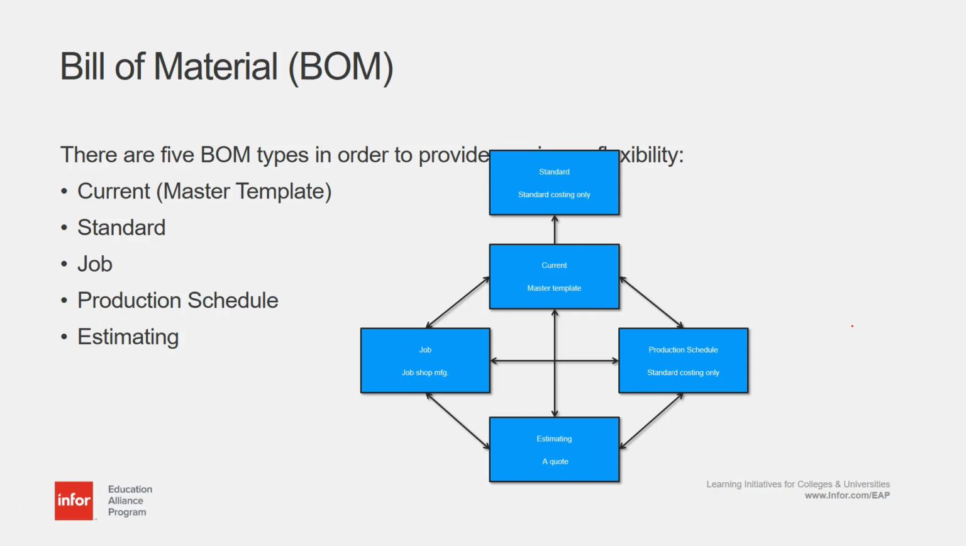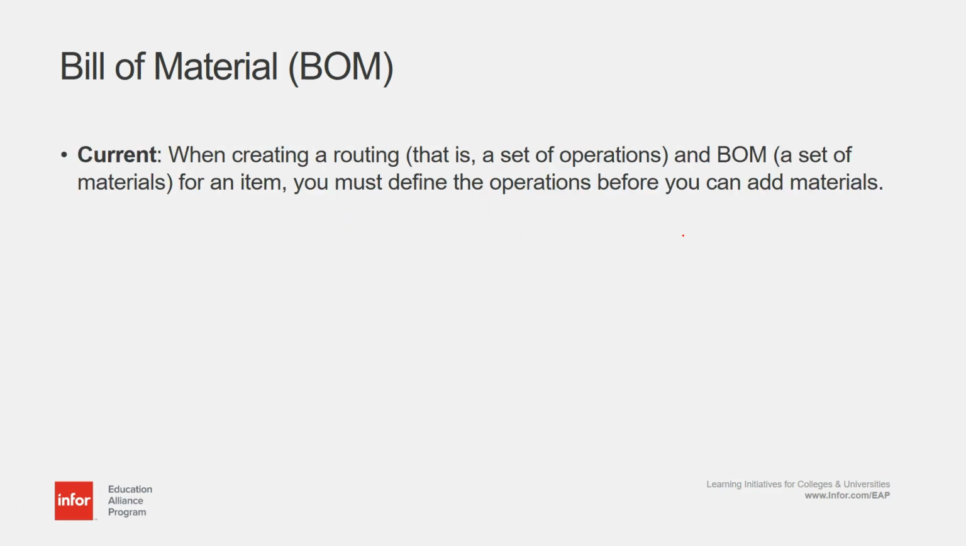The standard or the current bill of materials is the master template. So you create a master template, and then you can create a job from the bill of materials, production schedule from the current template, estimating from the current template, or the costing from the current template. So you use the template and you can copy to and from that template.